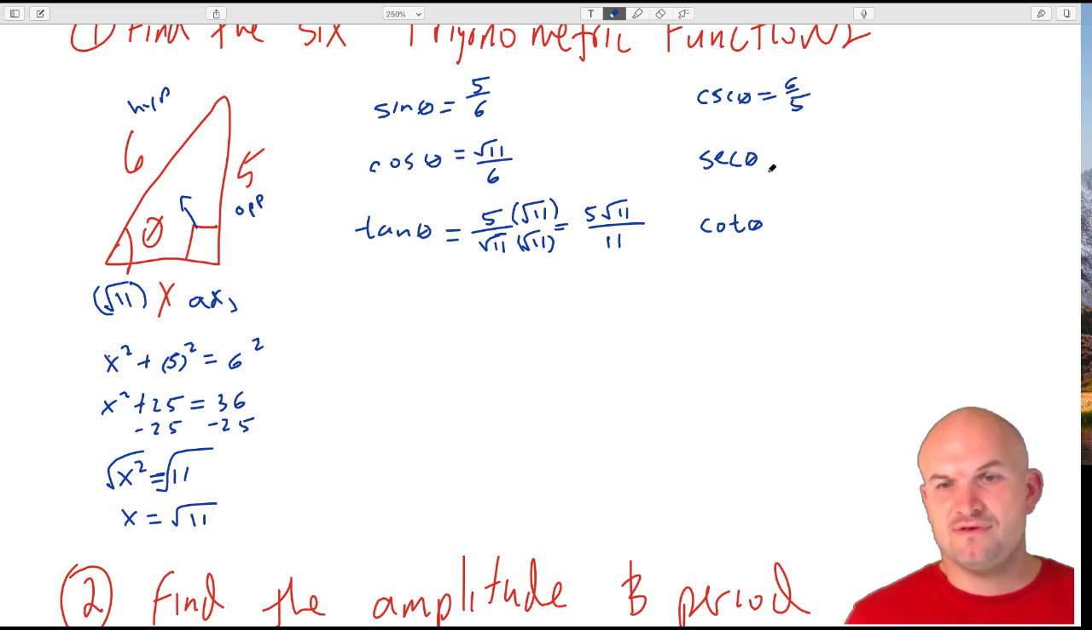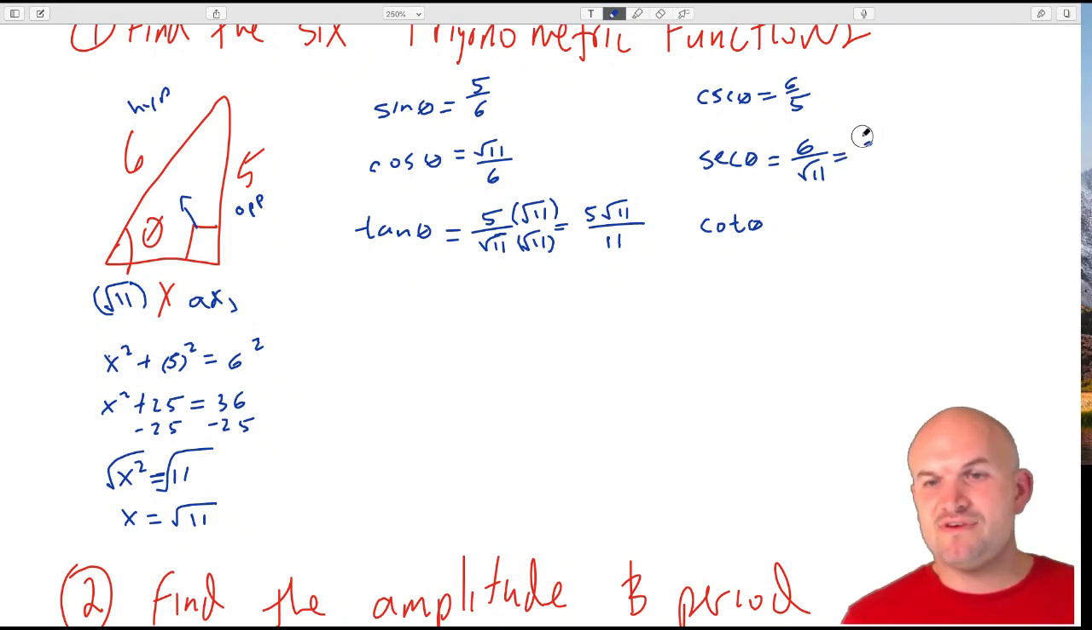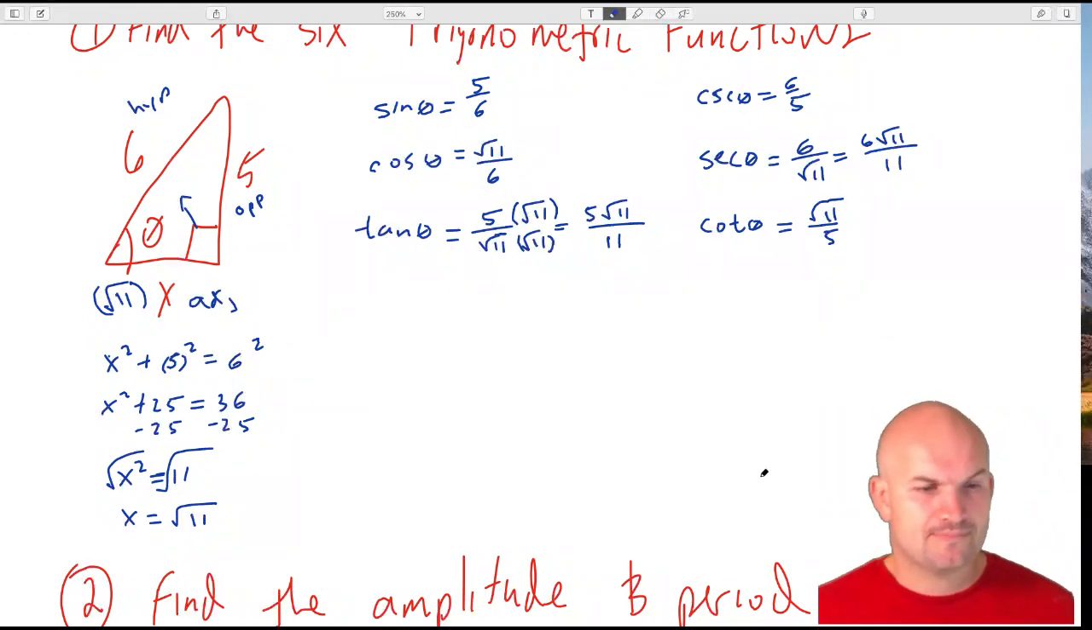6 over 5. So secant is going to be 6 over the square root of 11. If you kind of follow what I'm doing here, you can see the simplified version is 6 square root of 11 over 11. And then the cotangent is just going to be square root of 11 over 5. Okay, and there you go.